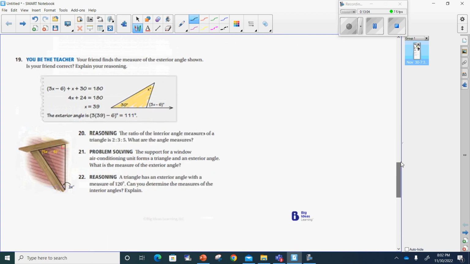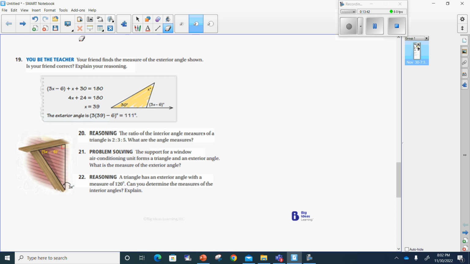We have number 19 next. Your friend finds the measure of the exterior angle shown. Is your friend correct? They think it's 39. He put 3x minus 6. He decided to add it to x and 30, and he said it would equal 180. Well, that's not true at all, because this added to this is 180. And this does not equal these two here. This angle here does not equal the other two together. So I'm going to say your friend is absolutely wrong.